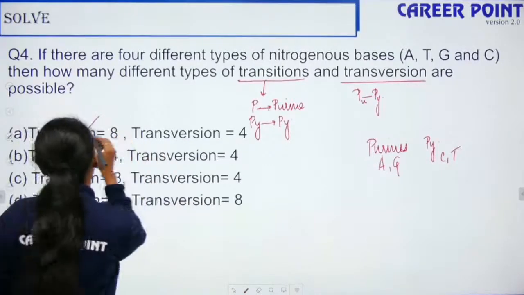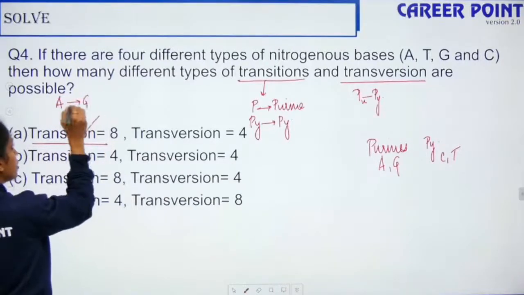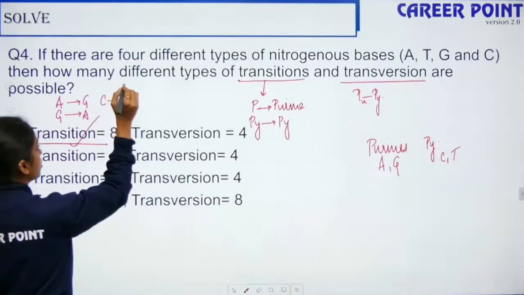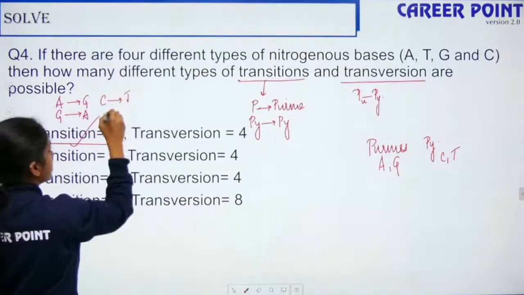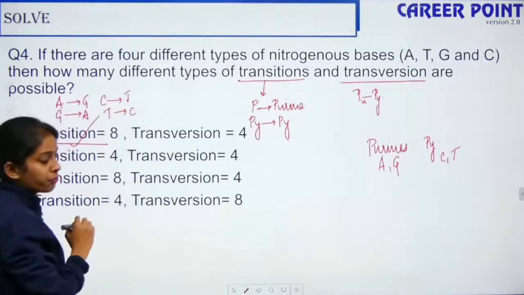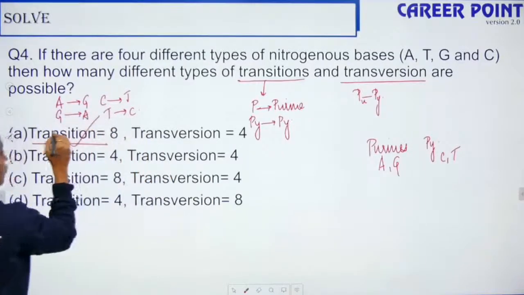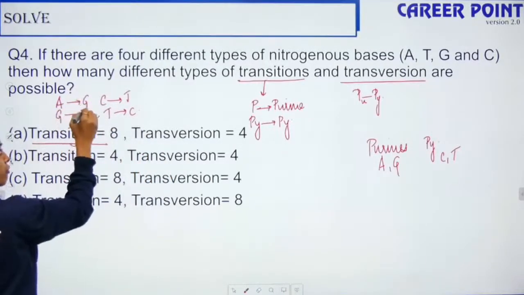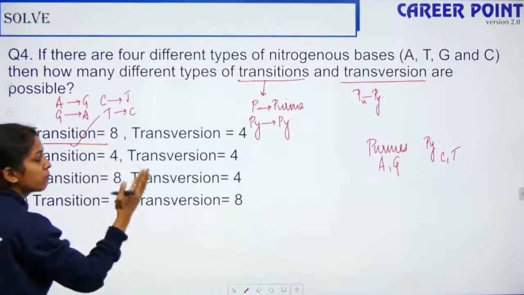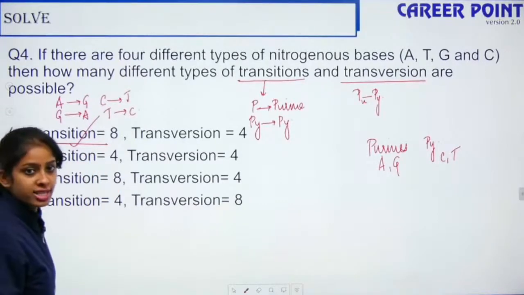So why 4? Transition is when A can be converted into G, G can be converted into A, C to T and T to C. Right? So it can take any form. So transversion is only 4. So this is 1, 2, 3, 4, into 2 times. So it can have 2 types. So this is purine with a purine, pyrimidine with a pyrimidine. So that is transition, right? Yes.